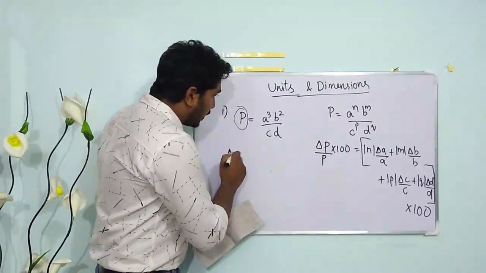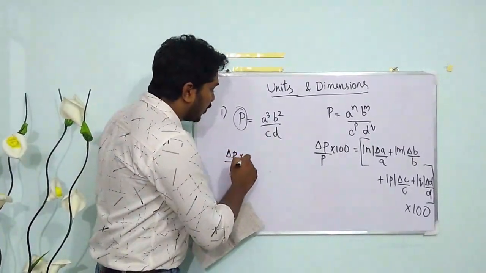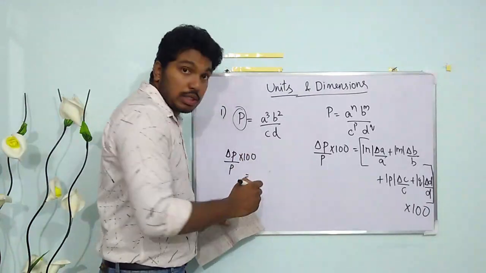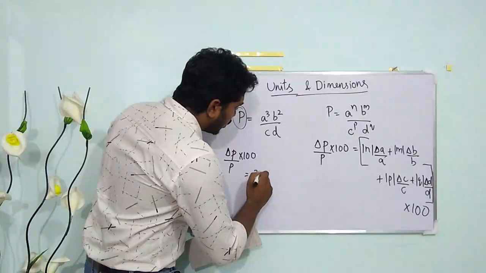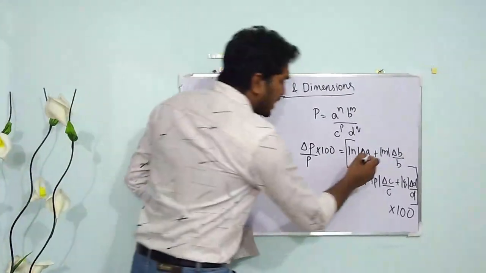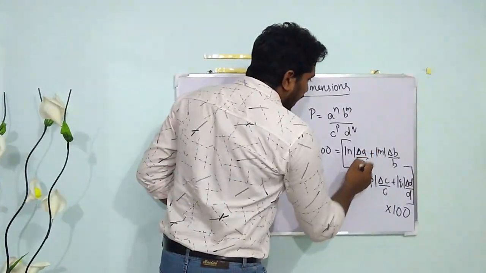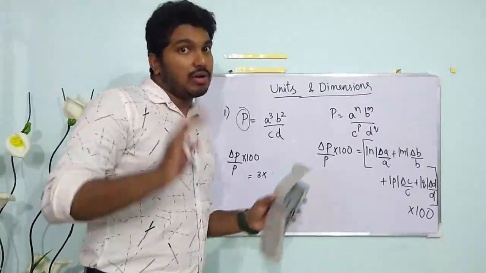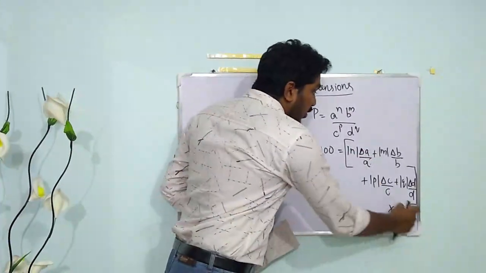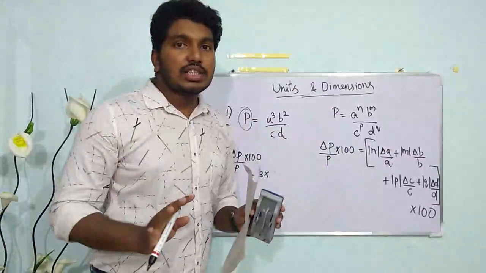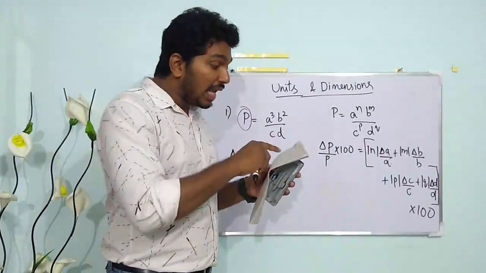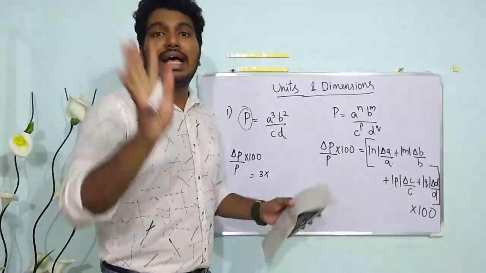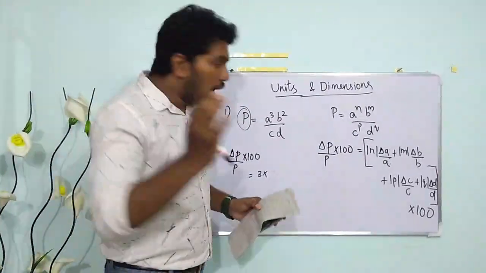Here we have to find delta P by P into 100. That will be equal to, the power of A is 3, so 3 into delta A by A. Delta A by A is actually the relative error, and delta A by A into 100 is the percentage error in A. In the question, the percentage errors in A, B, C and D are directly given to you.